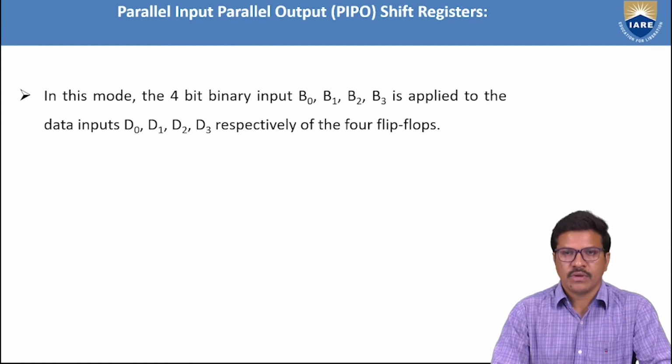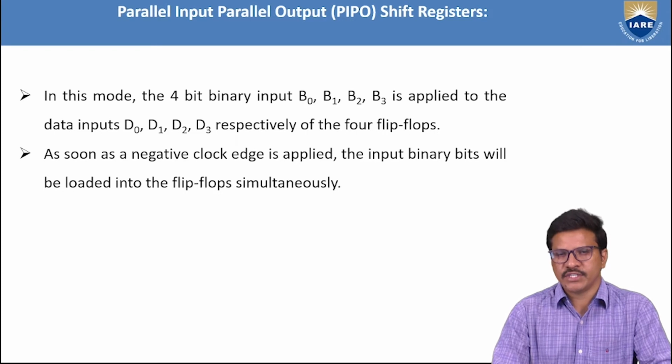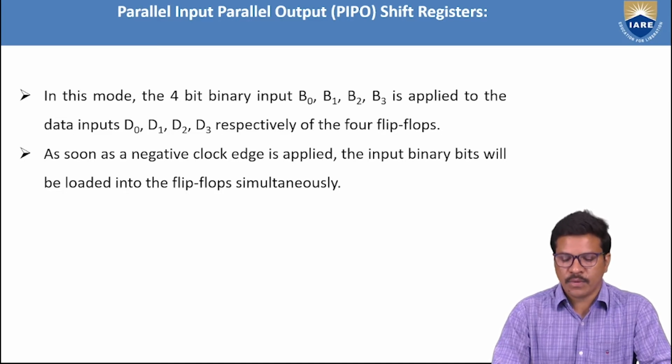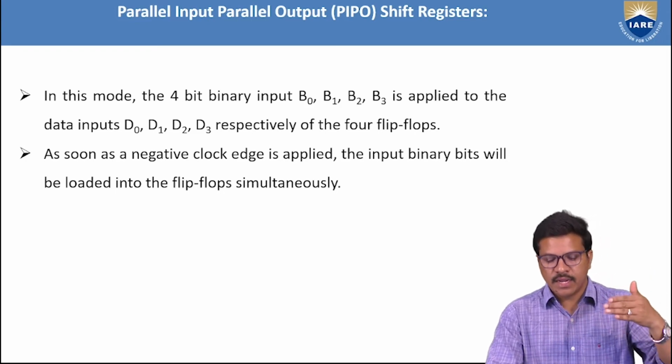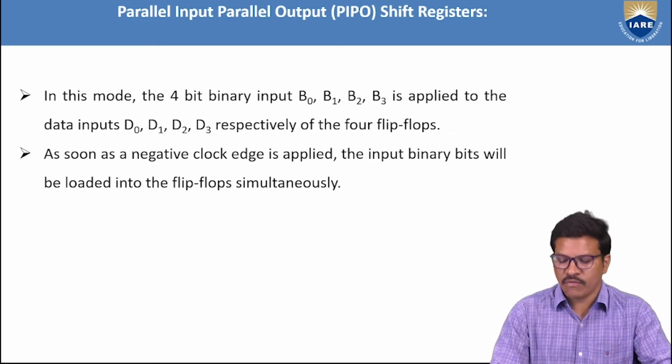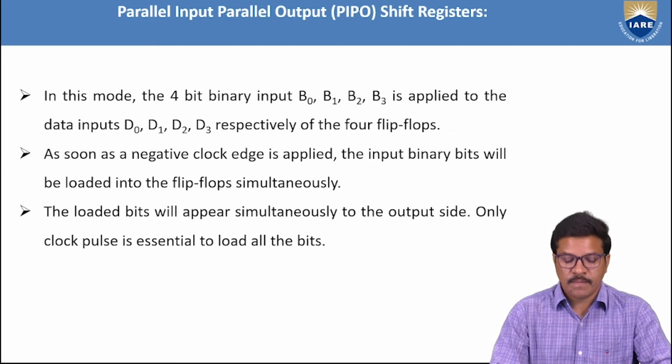In this mode, the four-bit binary input B0, B1, B2, B3 is applied to the data inputs D0, D1, D2, D3 respectively of the 4 flip-flops. As soon as the negative clock edge is applied, the input bits are loaded into the flip-flops simultaneously in this parallel input and parallel output. So directly, when the clock is applied, the input bits are loaded into the flip-flops simultaneously. The loaded bits appear simultaneously at the output side. Only a clock pulse is essential to load all the bits.